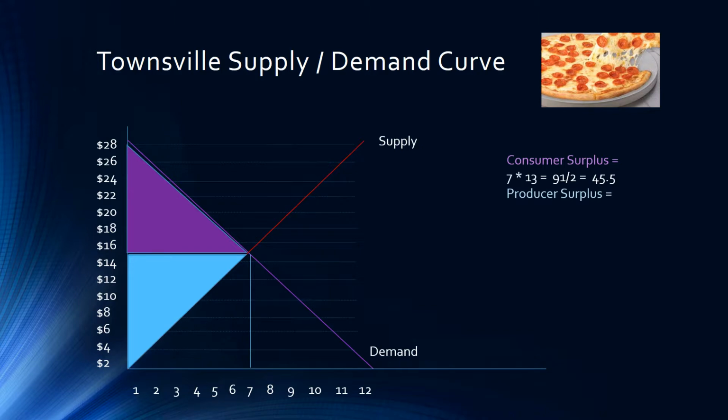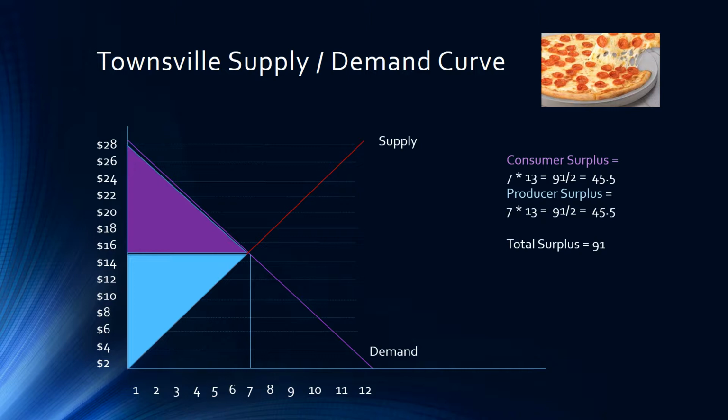The blue triangle represents producer surplus. That is, the amount a seller is paid minus the cost of production. This is also calculated by finding the area of the triangle. In this case, the area of the triangle also equals 45.5. So the total surplus is adding the consumer surplus to the producer surplus. In this case, the total surplus is 91.